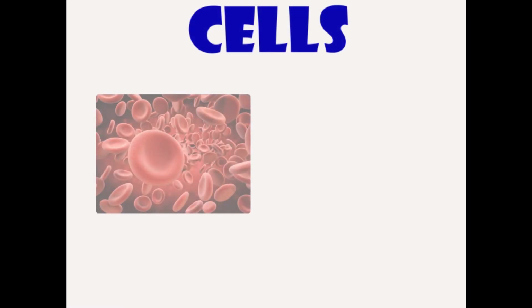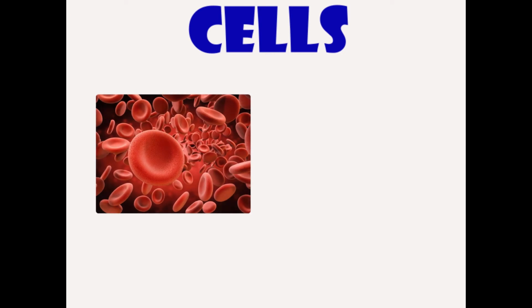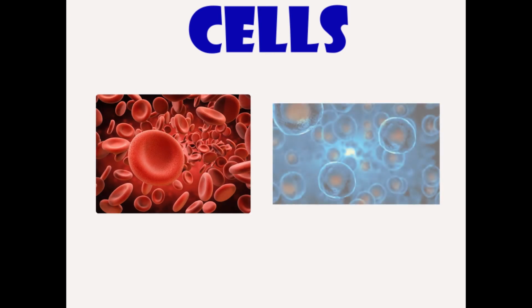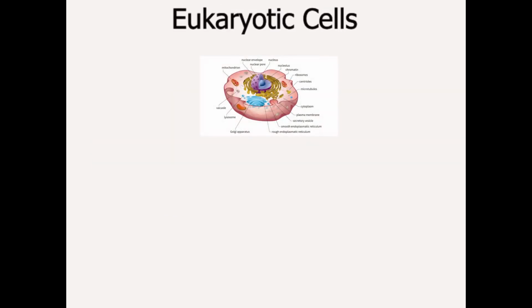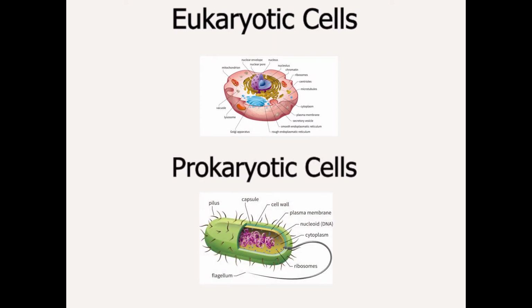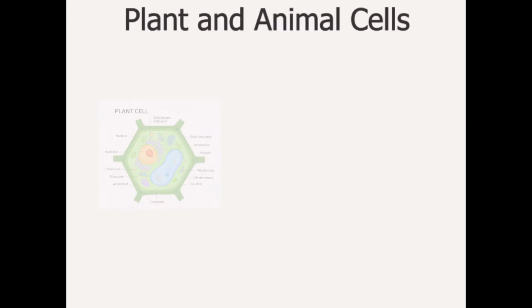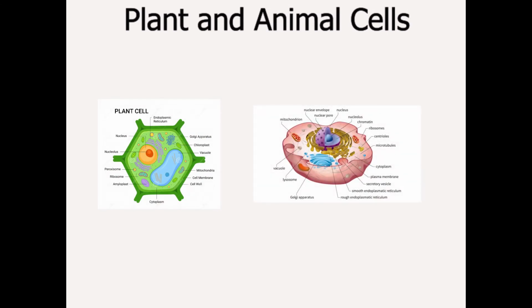Cells are the basic units of life. They go on to form more complex structures known as tissues, organs, systems, and eventually an entire organism. There are two major classes of cells: eukaryotic cells and prokaryotic cells. Eukaryotic cells are more complex cells, known as plant or animal cells, and a common example of a prokaryotic cell is a bacterial cell. But today we're going to be focusing on plant and animal cells.